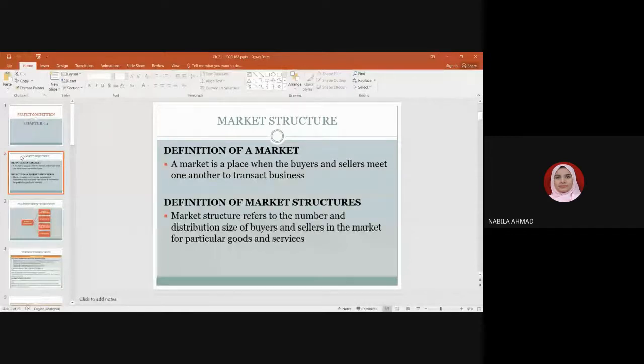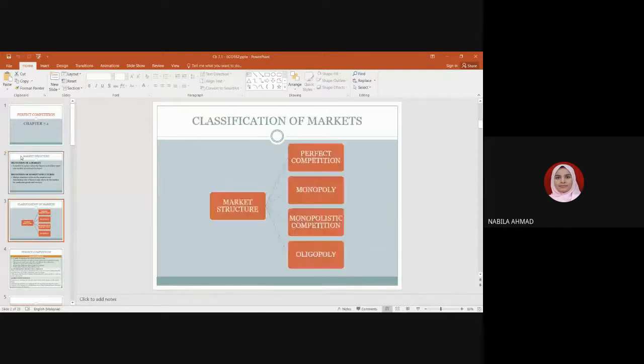Market structure refers to the number and distribution size of buyer and seller in the market for particular goods and services. Jadi market structure ni adalah number of distribution of buyer, berapa banyak buyer, berapa banyak seller, apakah jenis barang yang dihasilkan. So kita kata market structure ni dia explain the behavior of the firm itself, right? So we have 4 types of firm: perfect competition, monopoly, monopolistic competition and oligopoly.